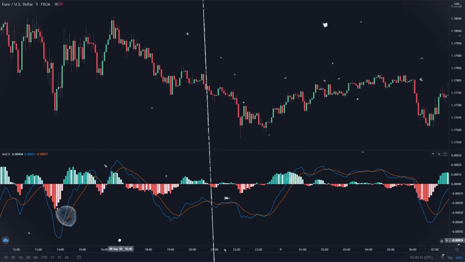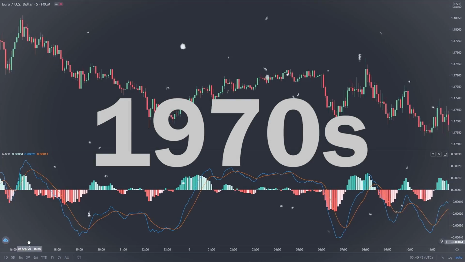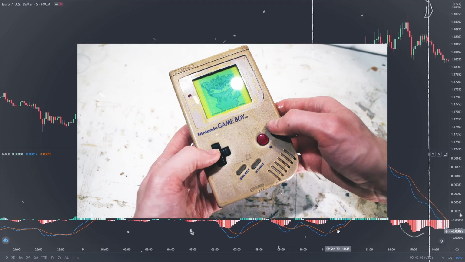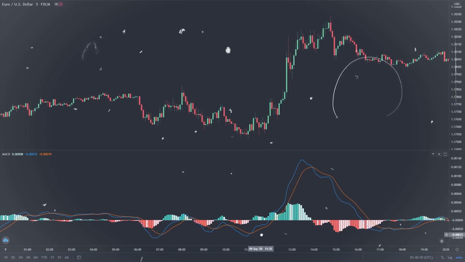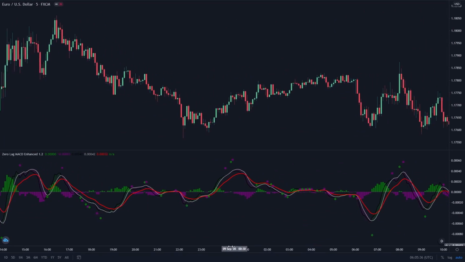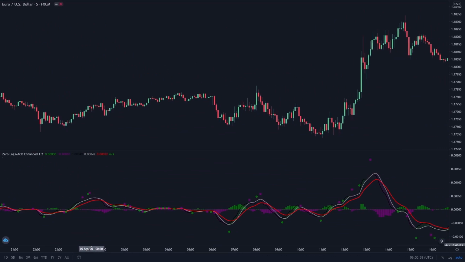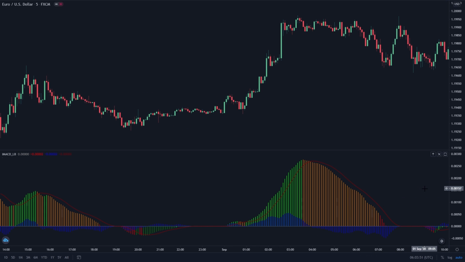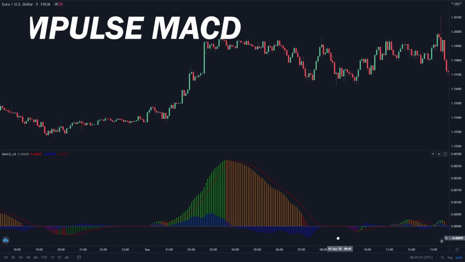The MACD indicator was invented in the 1970s. The Gameboy hadn't even been released yet. So why are we still using it right now? Because believe it or not, there are actually newer types of MACD indicator that were created this century, like the zero lag MACD and the impulse MACD.